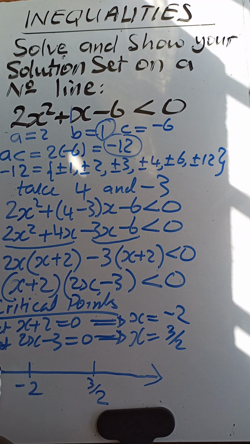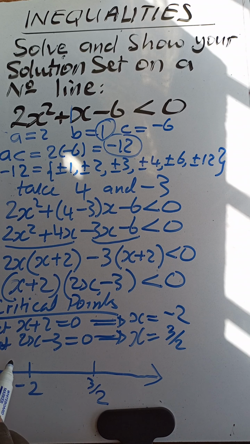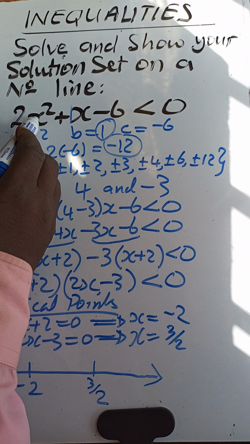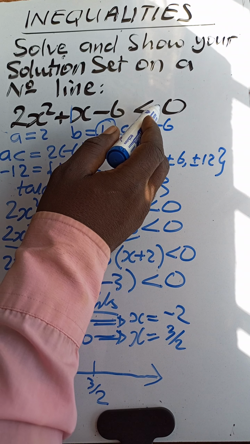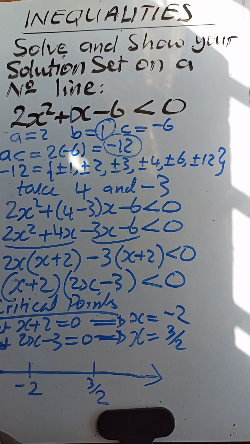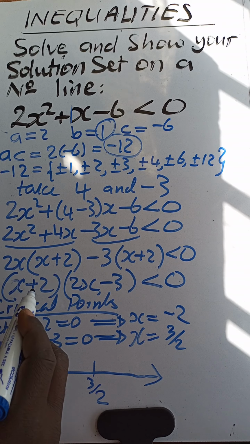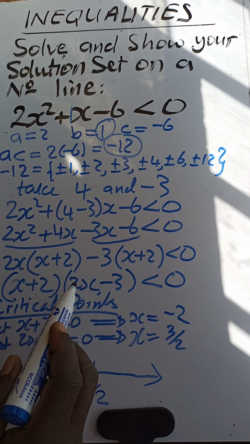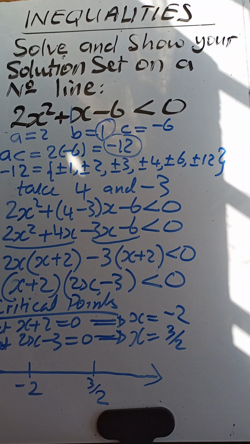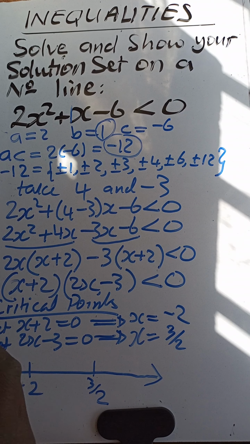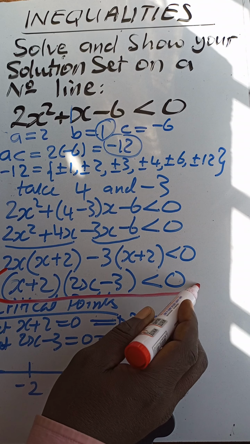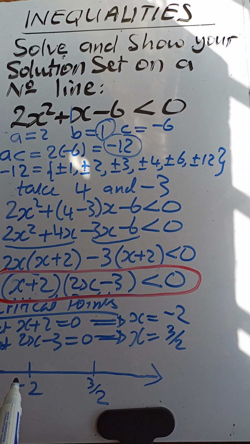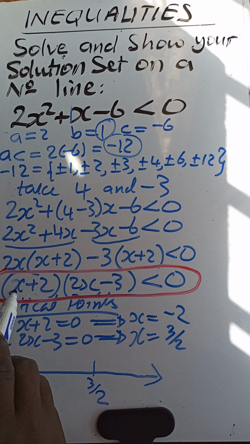When we take any value from here, let's start from this first zone. If we take any value from here, for example, negative 3. Negative 3 is in this zone. If we replace x with negative 3, are we going to obtain a negative result? Let's do that quickly. Remember this expression in factorized form, here it is. So we're going to work with this factorized form to make our work much clearer. All right, let's take a value here, negative 3, and put here.